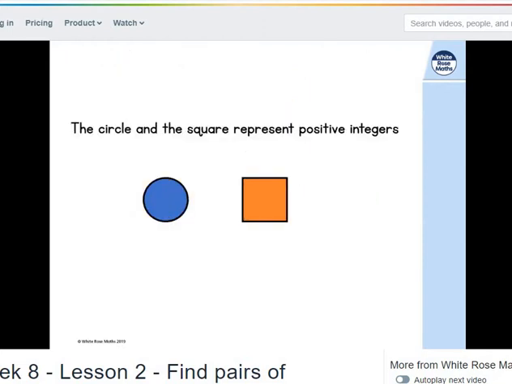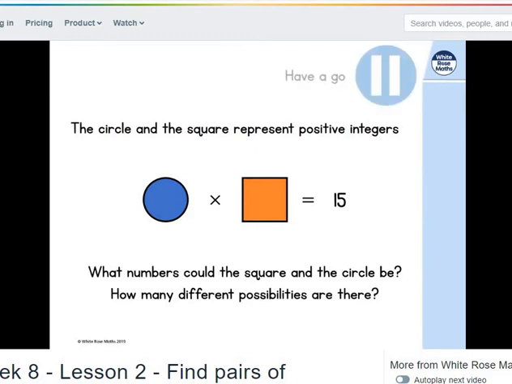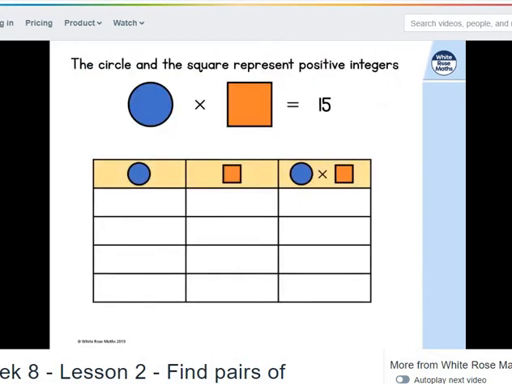So, a similar problem now, except this time, when we multiply the values, it gives us 15. So, what could it be? Pause the video. What could the values of the circle and the square be? So let's represent it using a table again. We know the product is 15, so we can fill that in already. So if one of the factors was 1, or if the circle was worth 1, then what would the square have to be? Well, it'd have to be 15. 1 times 15 is 15.